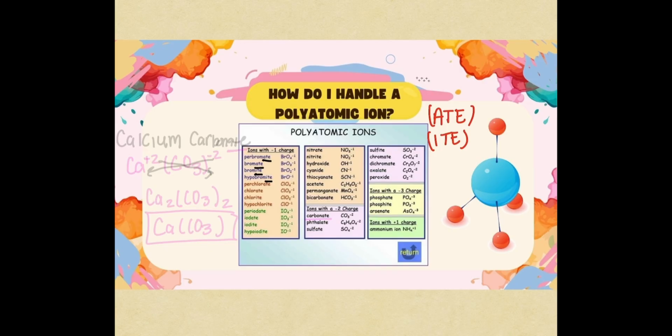Okay, so when it comes to polyatomic ions, you're essentially going to do the same thing that you did when you just had regular metals. So I'm going to give you an example. Let's do calcium.